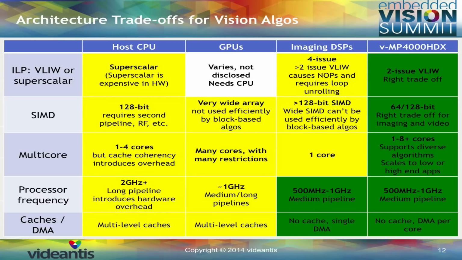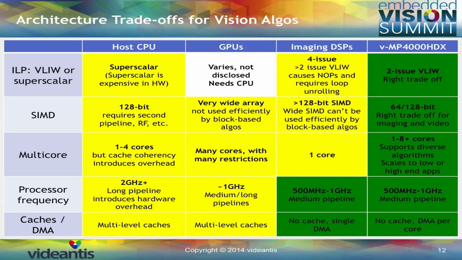Now, on the show floor, I also looked at where people run these kinds of vision algorithms. Typically, you have 3 different categories. One is just on a host CPU, like an ARM or x86 host CPU. Then GPUs, which used to only do 3D graphics, but of course now you can use them as general purpose processors. Then you have imaging DSPs, and there are different vendors there. And the last column is our architecture, and I'll show a little bit how we differ.